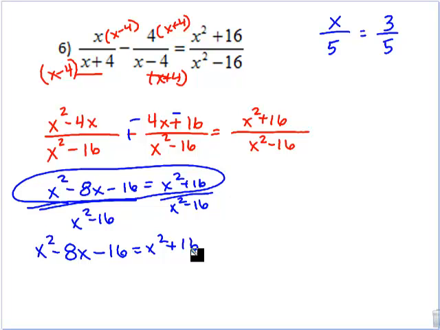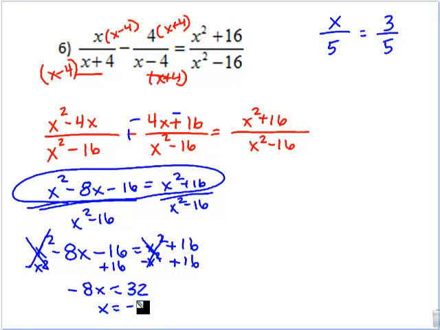We've got to get like terms together. Okay, so we'd add the 16. How about these x squareds? They're going to cancel. When we subtract x squared, they cancel on both sides. So we end up here having negative 8x is equal to 16 and 16, 32. So what's x here? Negative 4.